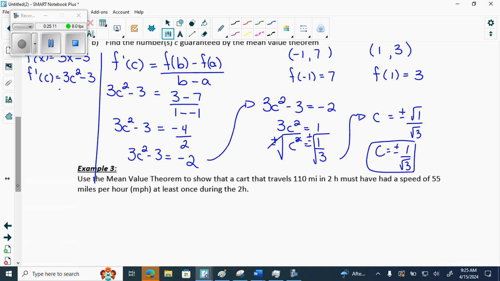Well, let's look here. Use the mean value theorem to show that a car that travels 110 miles in 2 hours must have a speed of 55 miles per hour at least once. So what we need to do is find the slope of the beginning point and end point. The end point is 2 hours and 110 miles. What was the beginning point? We need 2 coordinates. 0 hours and 0 miles.